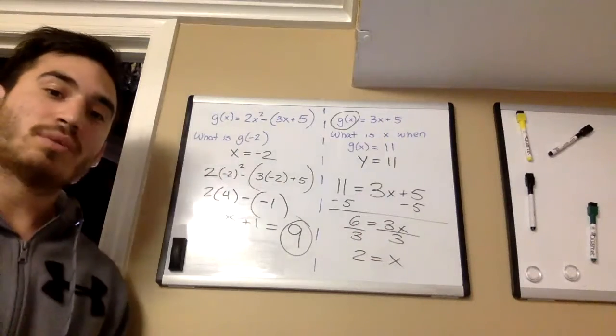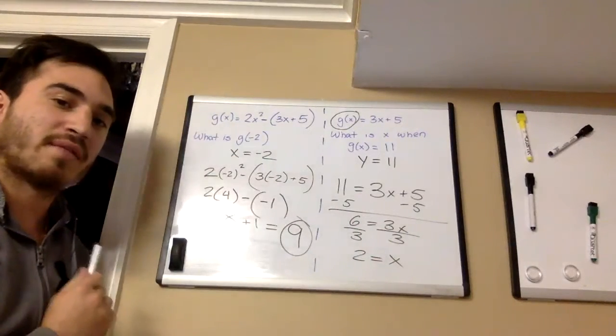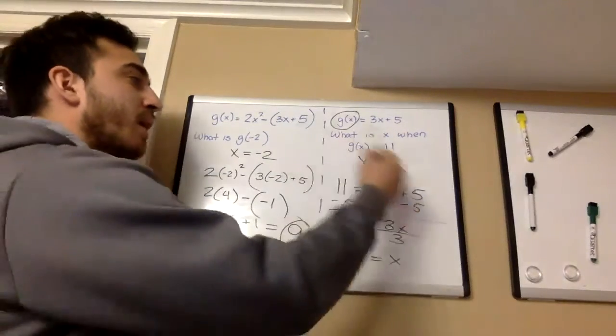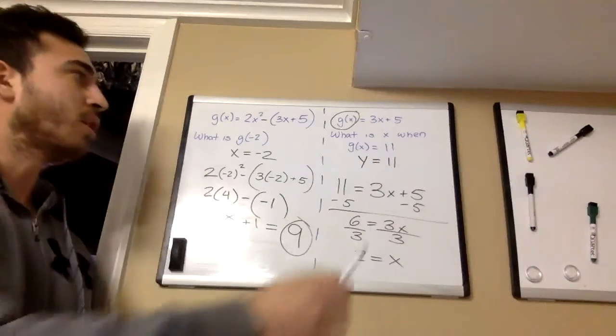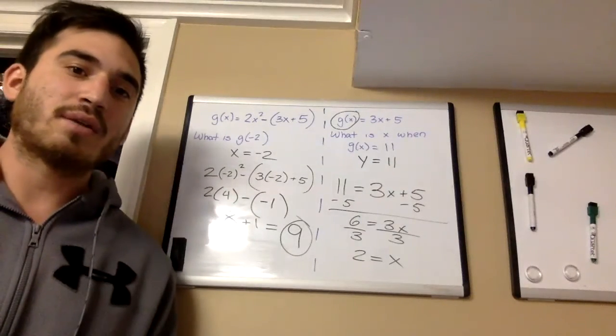So these are two different types of problems. On the problem on the left, they give you your x value, and you're trying to get your y value. On the problem on the right, you're trying to get your x value when they give you your y. Notice how the questions are different. That's a huge thing that you need to know for your homework.